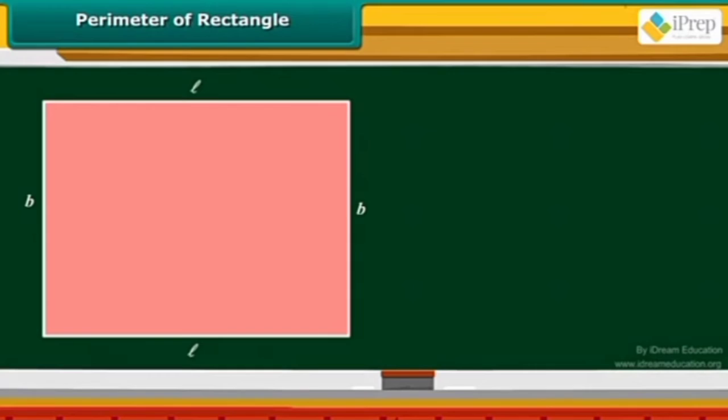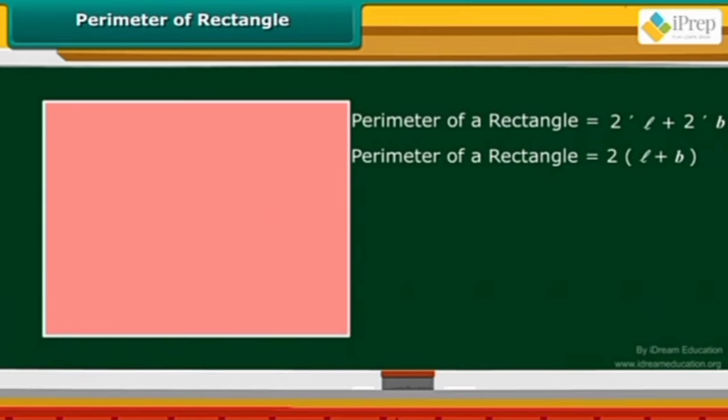The perimeter of a rectangle. A rectangle is a 4-sided geometric figure whose opposite sides are equal. Therefore, the perimeter of a rectangle is twice its length plus twice its breadth. We can rearrange a little and say that the perimeter of a rectangle is twice the sum of its length and breadth.